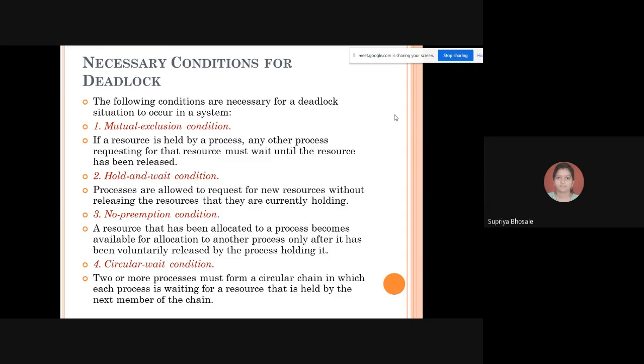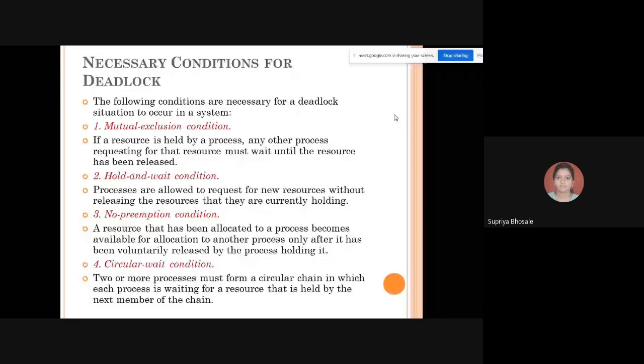And the fourth one is the circular wait condition, that is, two or more processes must form a circular chain in which each process is waiting for a resource that is held by the next member of the chain. So these are the four necessary conditions: mutual exclusion, hold and wait, no preemption, and circular wait.